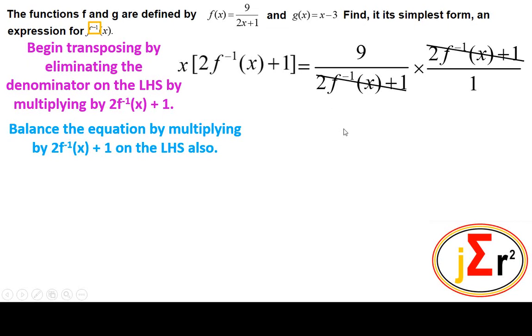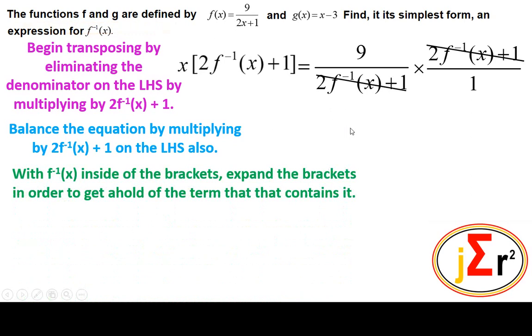We will now multiply the left-hand side, and we'll go straight ahead with f inverse of x inside of the brackets here. We will expand the brackets in order to get a hold of the term that contains it. We need f inverse of x. Therefore, we need to get a hold of the term that contains f inverse of x. It is inside of this large square brackets. We need to expand the brackets so we can have a better grip on our proposed subject, which is f inverse of x.